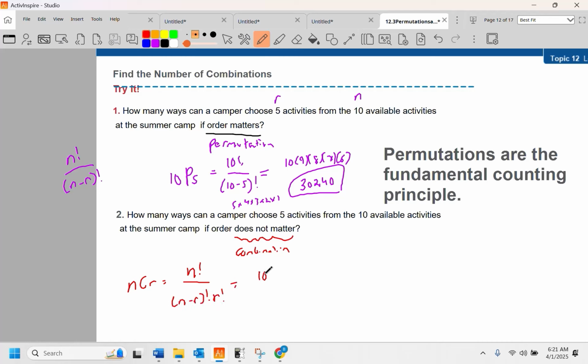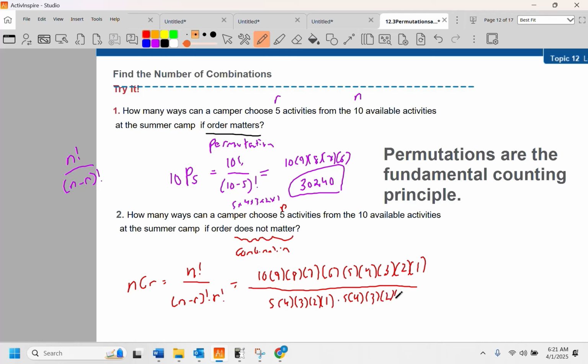And why not just write it all out? 10 times 9 times 8 times 7 times 6 times 5 times 4 times 3 times 2 times 1, all sitting pretty over. If we do 10 minus 5, we get a 5. 5 factorial is 5 times 4 times 3 times 2 times 1. And there would be a 5 here because this is r. Times 5 times 4 times 3 times 2 times 1. And I get to throw away one of these little groupings. That one's gone.